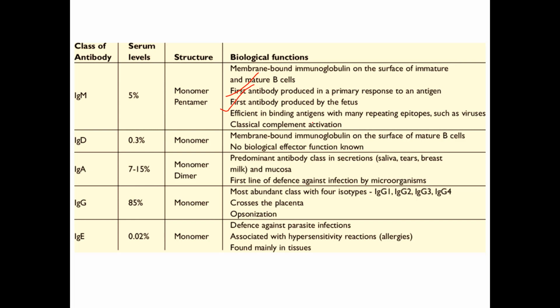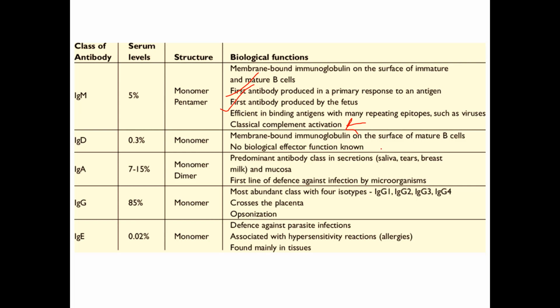It is efficient in binding antigens with many repeating epitopes such as viruses, and it functions in classical complement activation. So there are these three points which are important. IgD is present at a serum level of 0.3%. It can exist as a monomer. It is a membrane bound immunoglobulin on the surface of B cells, but its biological function is not well understood.